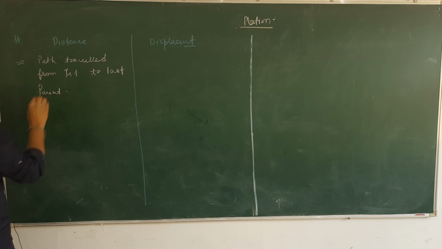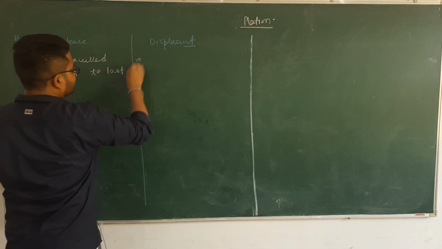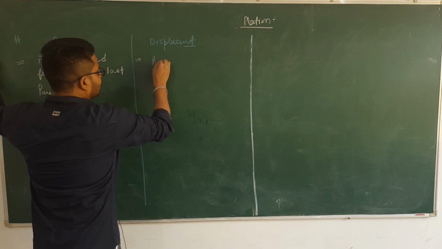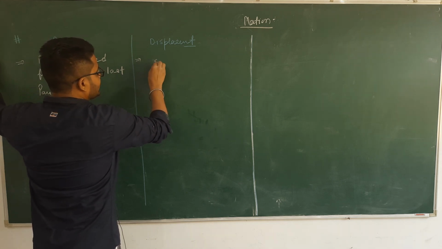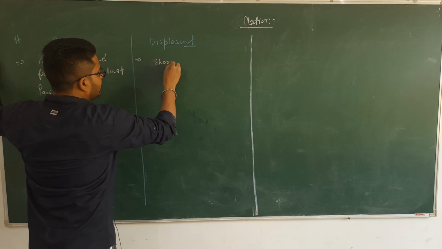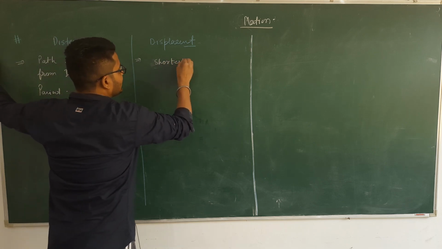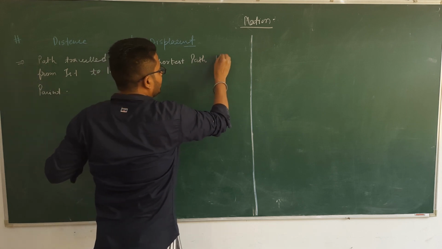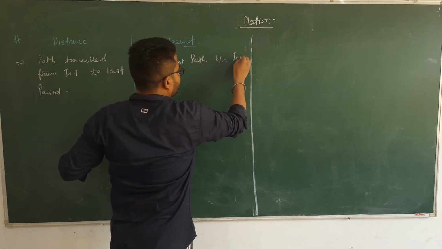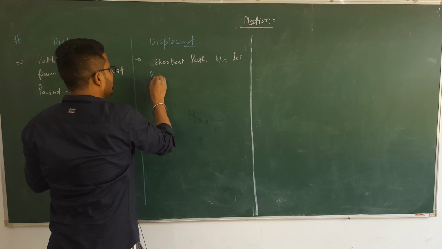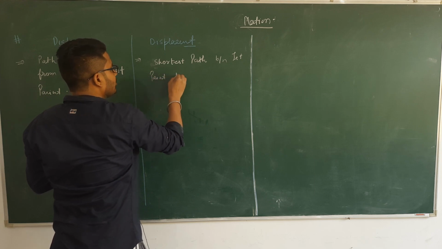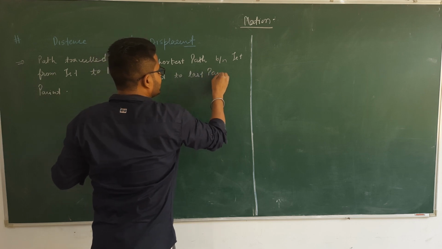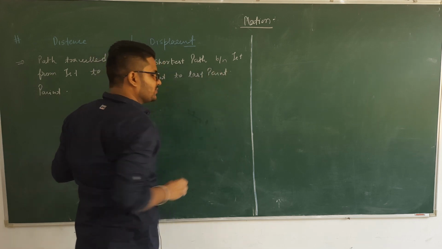Okay, beta. What is displacement? Displacement is the shortest path between first point to last point. Okay, we can say shortest path.